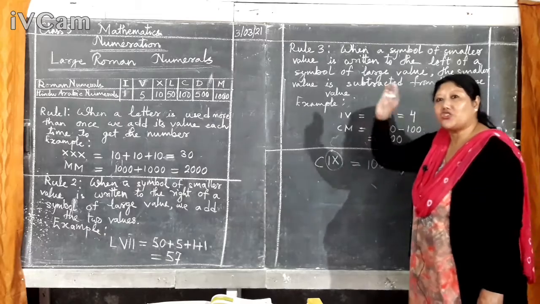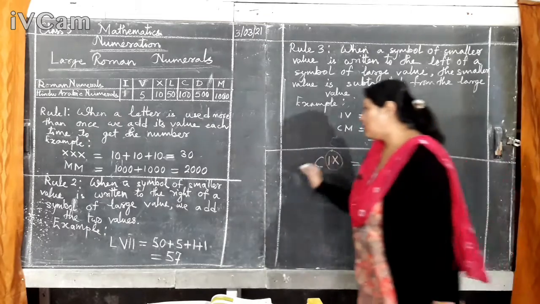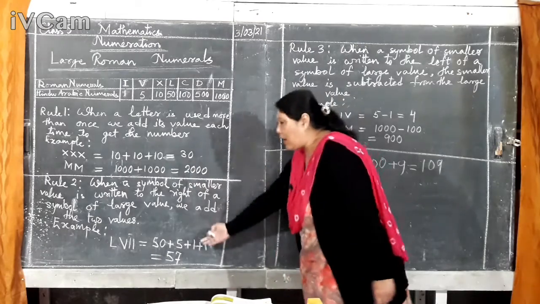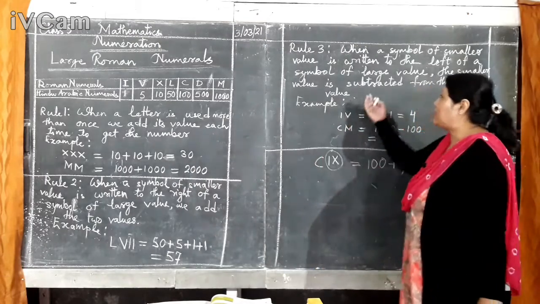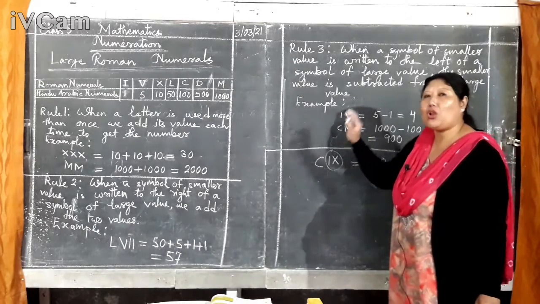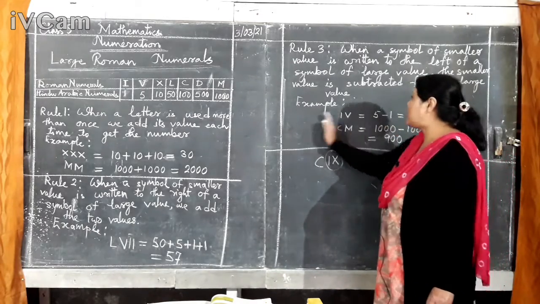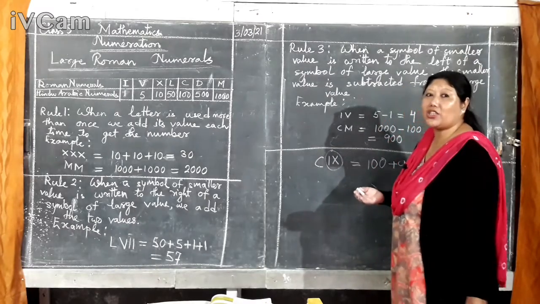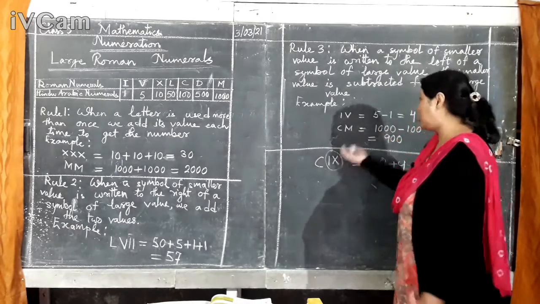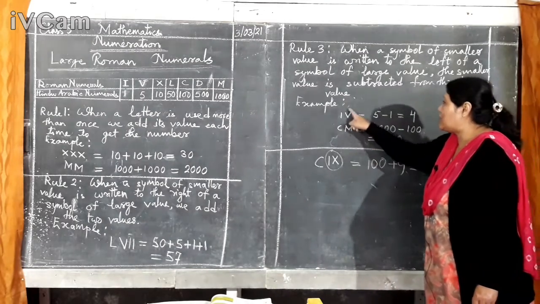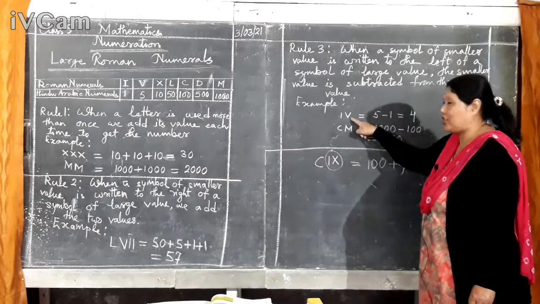Now next rule 3 is just the opposite of that. If you write the symbol of smaller value on the right hand side, you have to add. Just the opposite of that, if you write the symbol of smaller value on the left hand side, the opposite of addition will be subtraction. So that time you have to subtract.